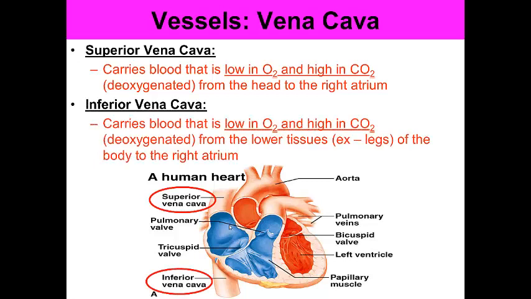What does the inferior vena cava do? It does the same thing. It carries blood that is low in oxygen and high in carbon dioxide from your lower body, from your legs, from your core, back into the heart. So superior, head; inferior, body; into the right atrium.